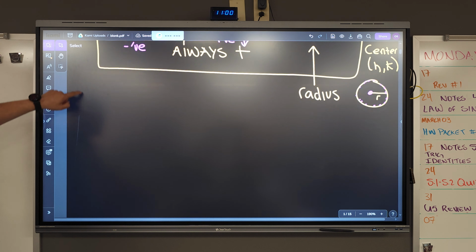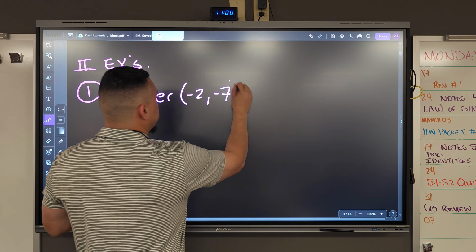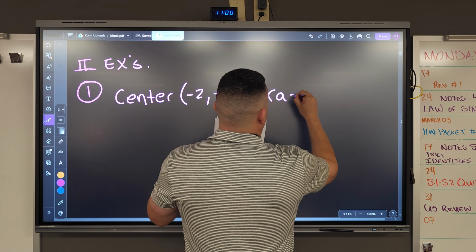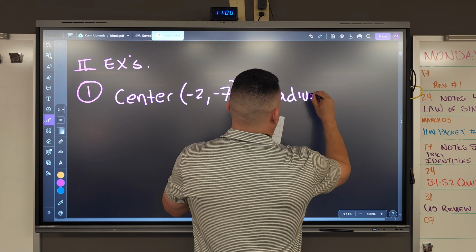Example 1. Let's say they give us a center of (-2, -7) and a radius of 4.